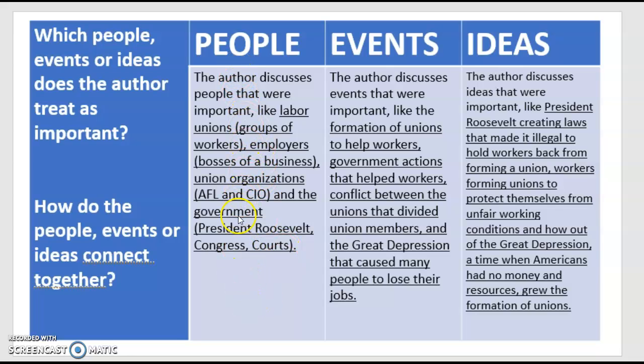And if you noticed, some of what I listed under people also got listed under events and also under ideas. The reason I did that is because they're all connected. The relationships the people had were all connected. For example, the labor unions or the group of workers had a business relationship with their bosses or their employers. And the employers had a relationship with the union organizations, because the unions held the employers accountable to make sure that their people were paid well. The events were related, the formation of unions, the government actions, all of those tied together to create this flow of events, and the same for ideas.